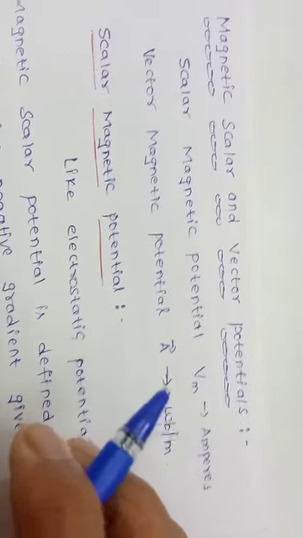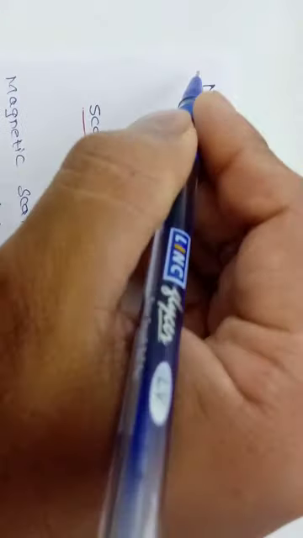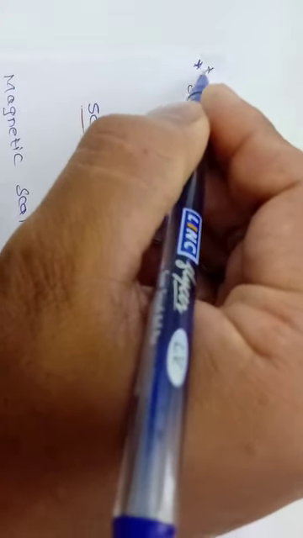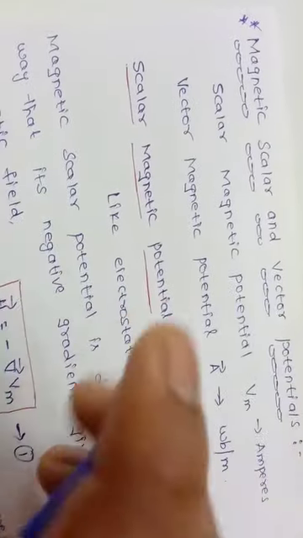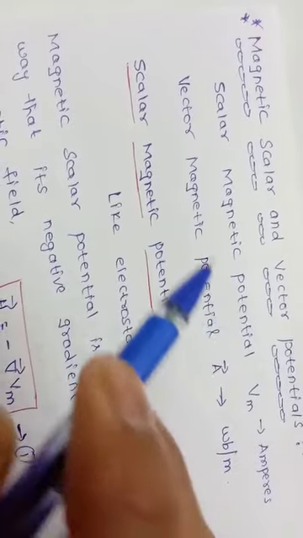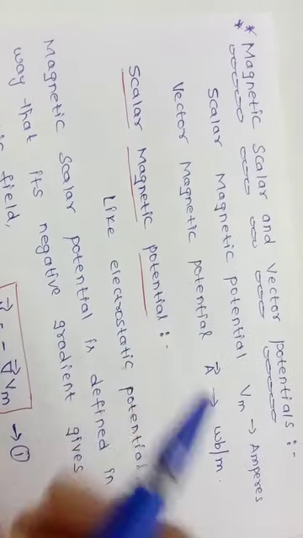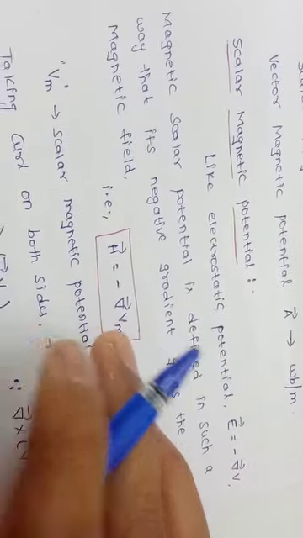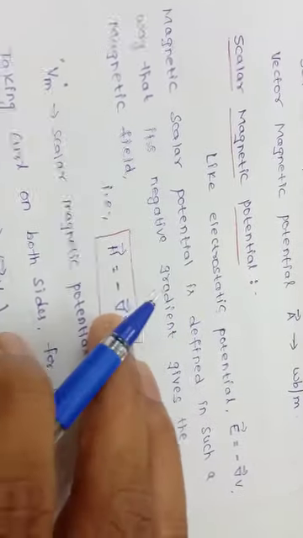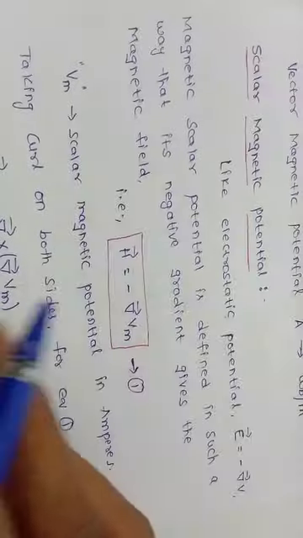Very important. This topic is very important from your external point of view. Now we are going to discuss first the scalar magnetic potential. Later we are going to discuss the vector magnetic potential. Scalar magnetic potential. Okay, remember, this is not the definition. The definition is going to be discussed at last.